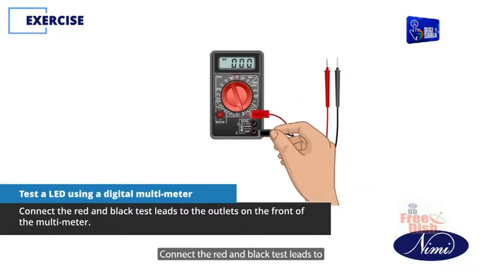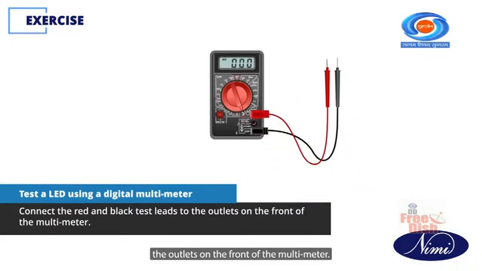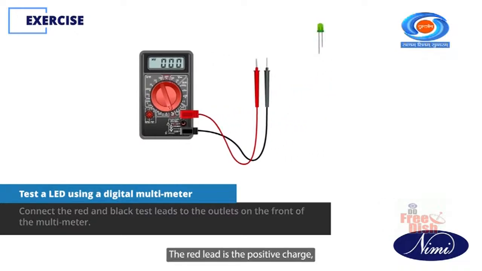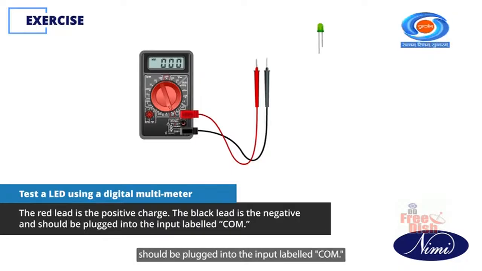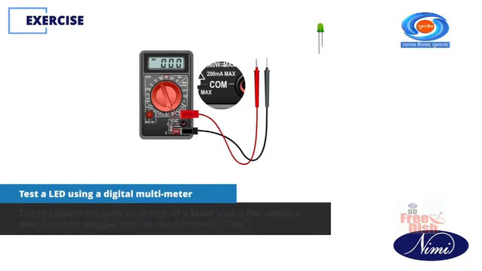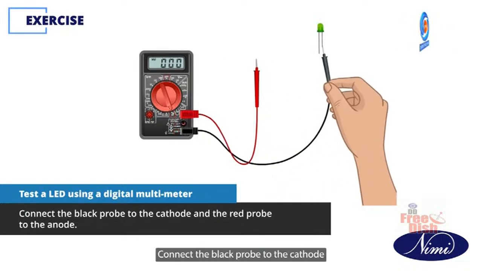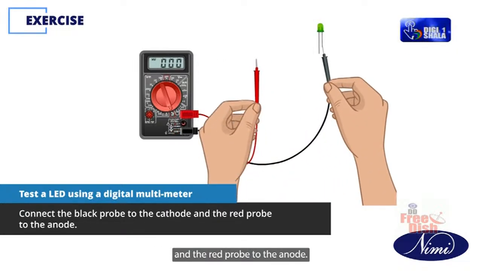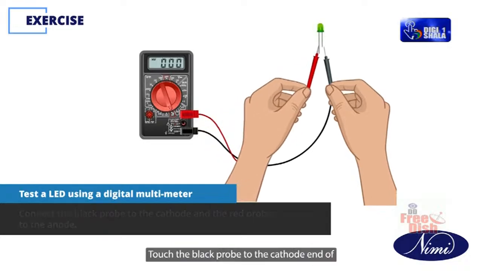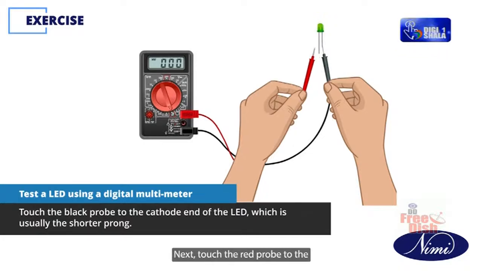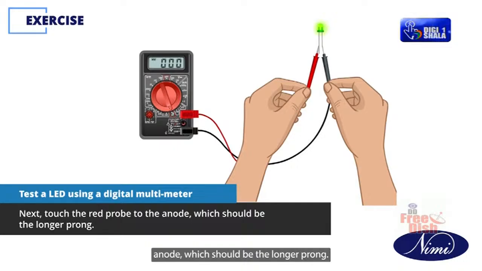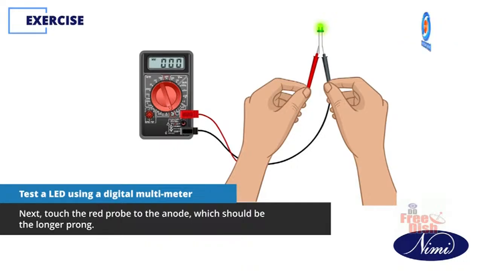Connect the red and black test leads to the outlets on the front of the multimeter. The red lead is the positive charge. The black lead is the negative and should be plugged into the input labeled COM. Connect the black probe to the cathode and the red probe to the anode. Touch the black probe to the cathode end of the LED, which is usually the shorter prong. Next, touch the red probe to the anode, which should be the longer prong.